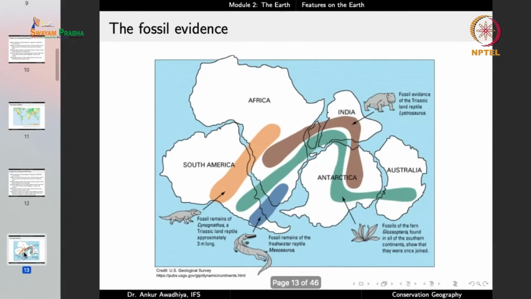So if these continents were joined together some time back, then it is possible for us to have ranges like this. So this is the range for a Triassic land reptile, Lystrosaurus. So the fossils are found in Africa, they are found in Madagascar, they are found in India, and they are found in Antarctica. Currently, these locations are far apart, but during the Triassic period, these locations should have been together. Similarly, we find fossil remains of Cynognathus in South America and Africa, telling us that both of these locations should have been together. Similarly, we have other organisms that are having ranges like these.